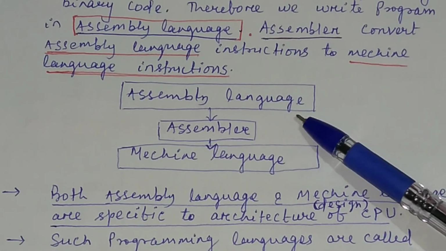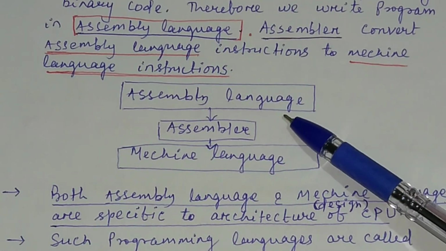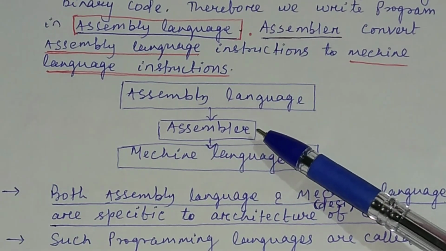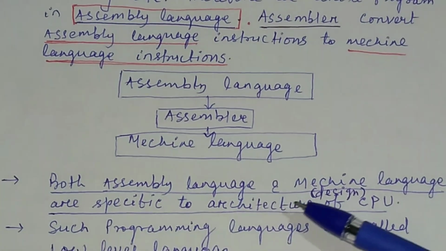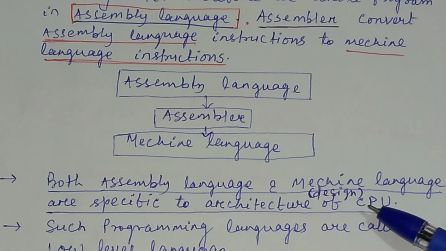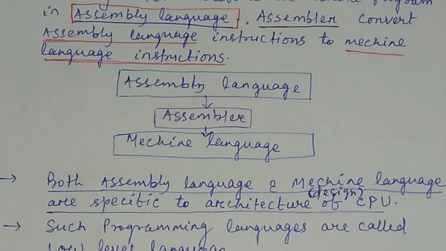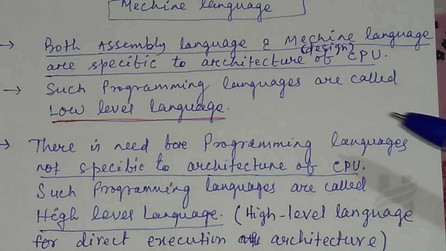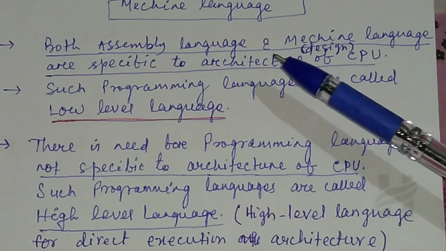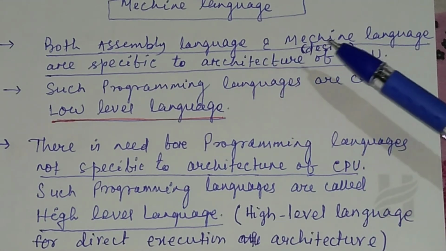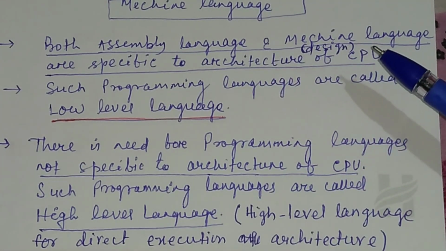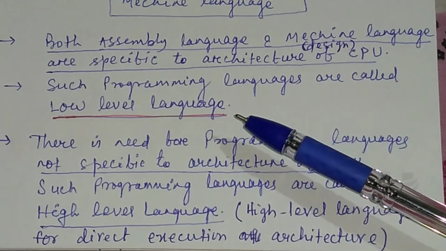So if you write any program by means of assembly language, then you convert it into machine language by means of an assembler. Both assembly language and machine language are specific to the architecture or design of the central processing unit. So these languages, which we use for machine language or to convert assembly language into machine language, are called low level languages.